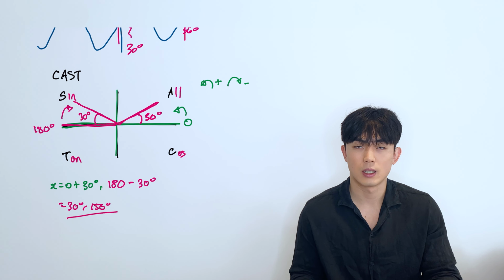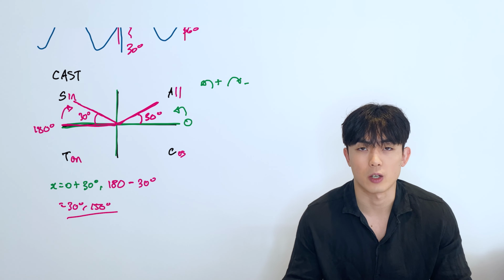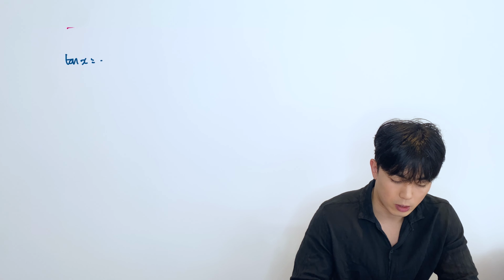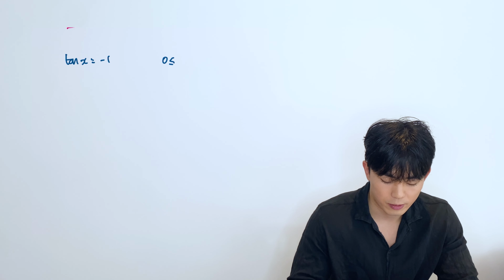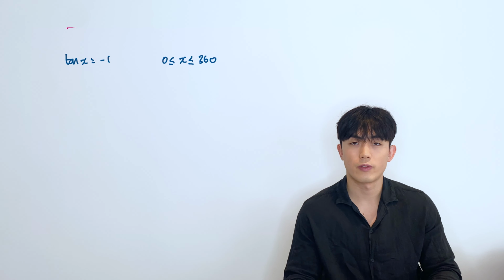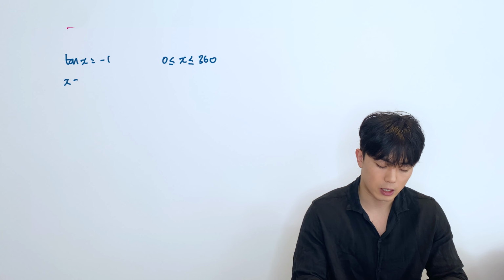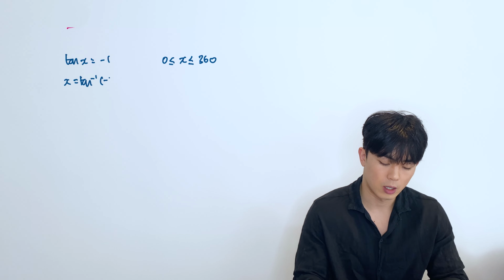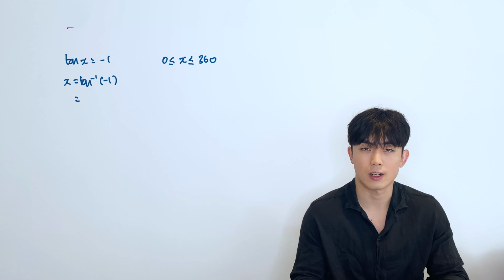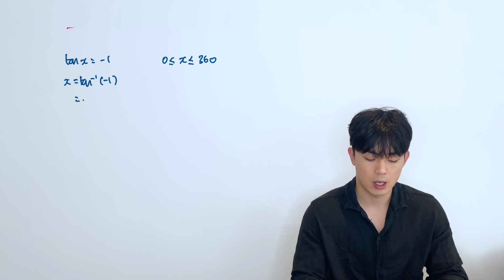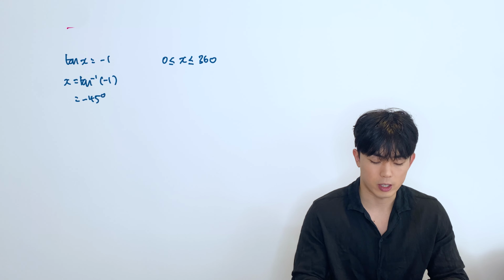Okay, so this is how you go about solving trig questions. Let's try another one. So let's try maybe tan x is equal to -1. And let's say the domain is x is between 0 and 360 again. So first things first, we find what x is. So x is going to be the inverse tan of -1. And we just plug it into the calculator, shift tan -1, which will give you -45 degrees.